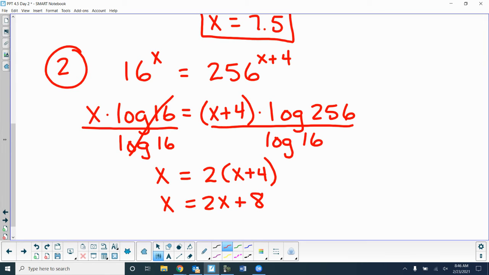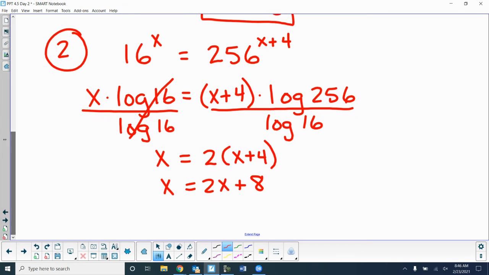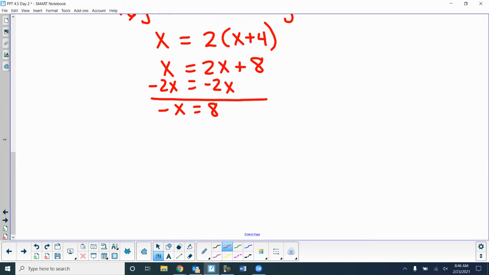-8. Correct, you're right. All right, so subtract 2x from both sides, and you get negative x equals positive 8. We don't want to know what negative x equals, right? So basically what you're doing is dividing by -1. So we know what positive x is.